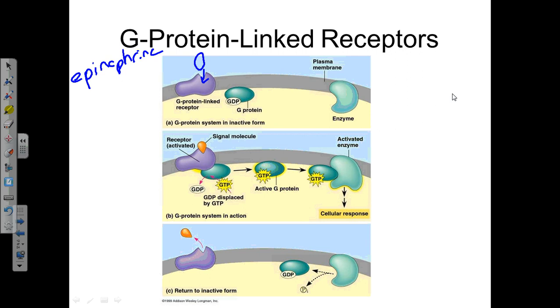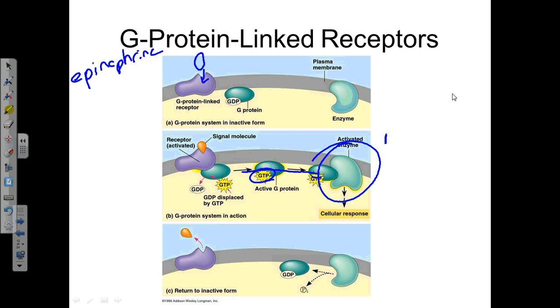Change of shape. And in this case, the change in shape that happens is that this little G protein that's normally attached up here, this lets go and slides down the inside of the membrane. And notice it's got some GTP with it. GTP is essentially the same thing as what? ATP. So it's taking energy from this G protein down here to this enzyme.